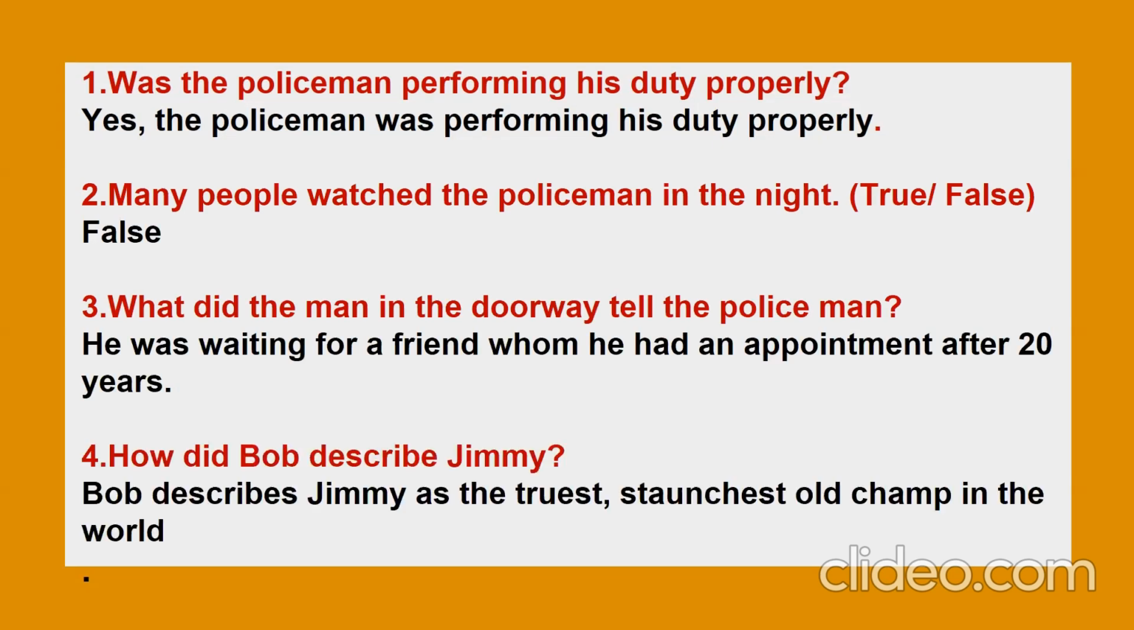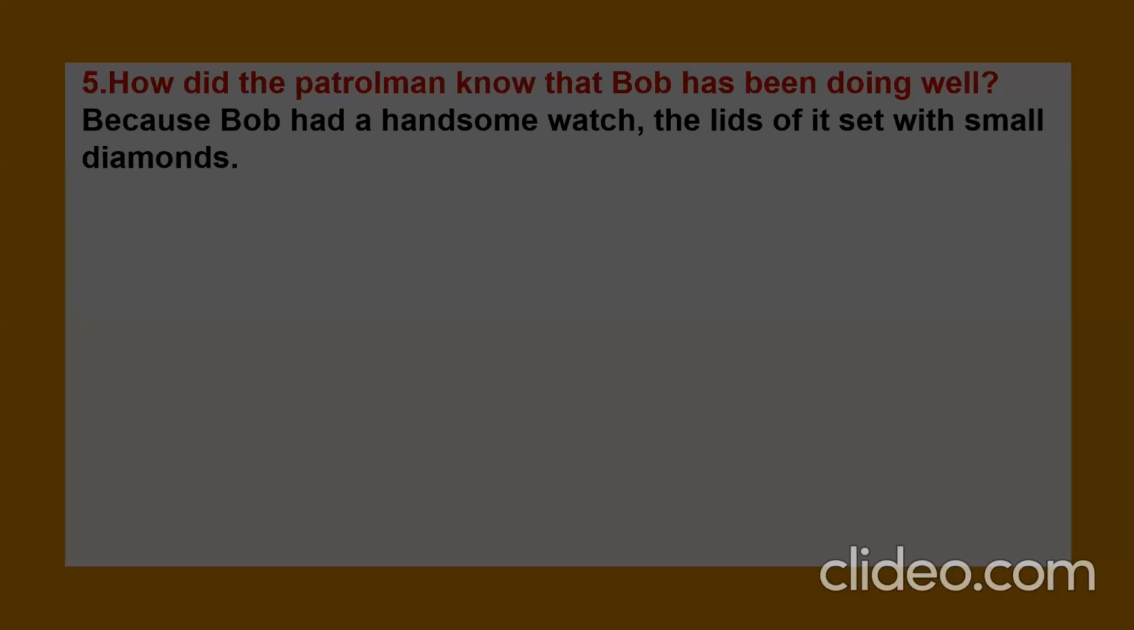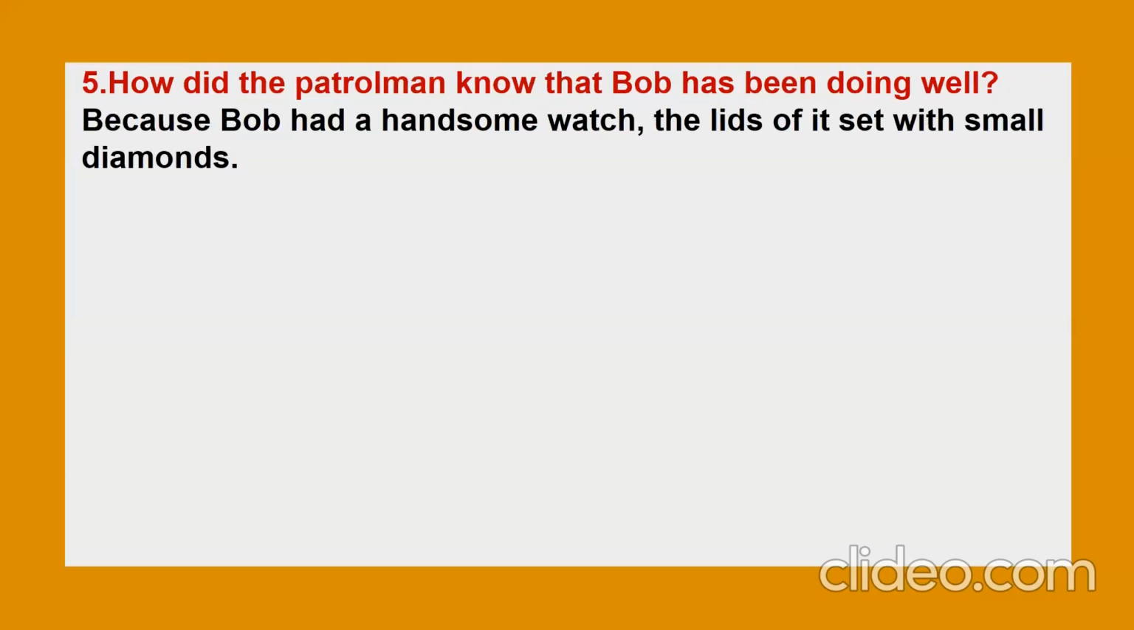How did Bob describe Jimmy? Bob describes Jimmy as the truest, staunchest old champ in the world. Then, how did the patrolman know that Bob has been doing well?